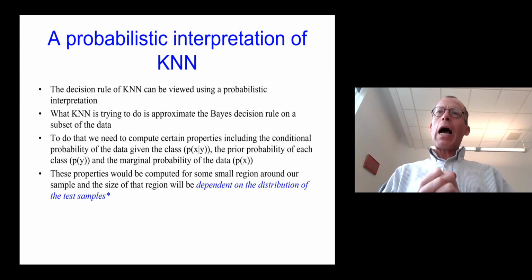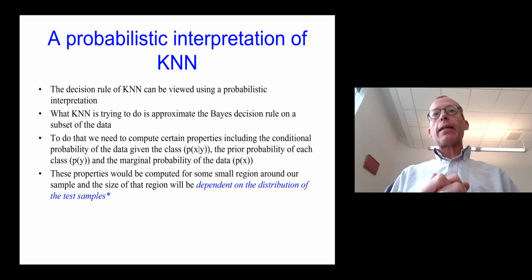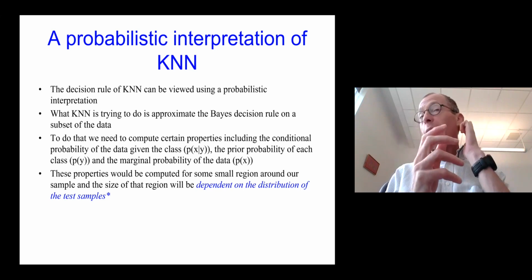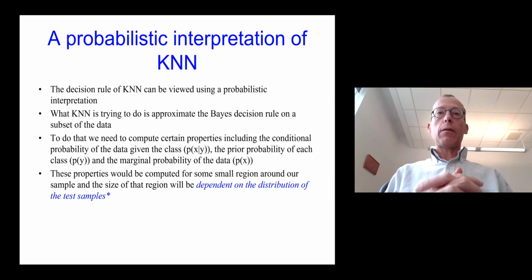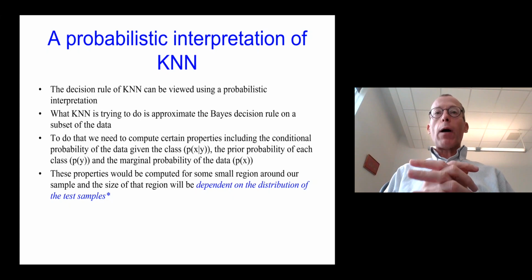However, last time I ended by saying that we can have a way of interpreting k-nearest neighbor as an algorithm that, like naive Bayes, which we'll talk about next, is actually trying to approximate the Bayes decision rule. The way it does it is very different from naive Bayes because it doesn't compute global probabilistic functions, but rather local probabilistic functions. What do I mean by that?